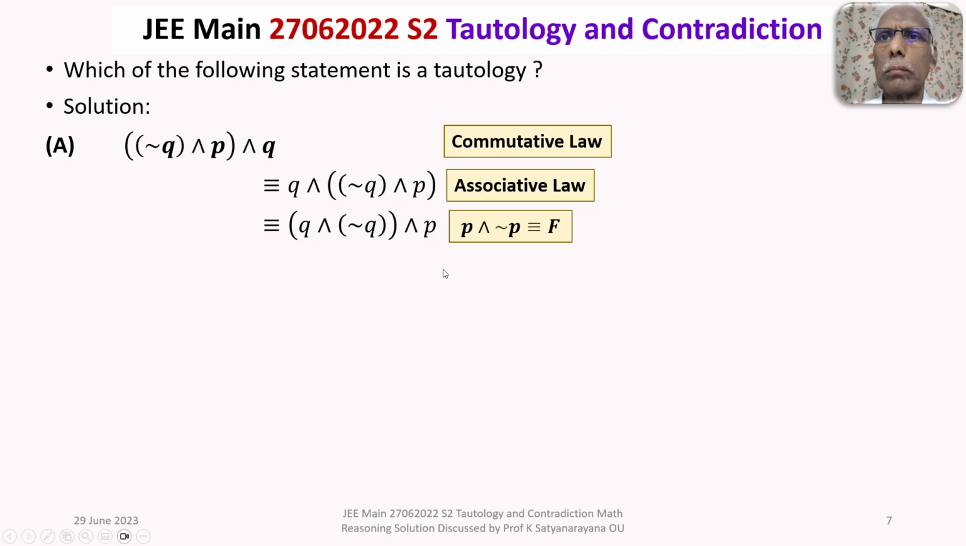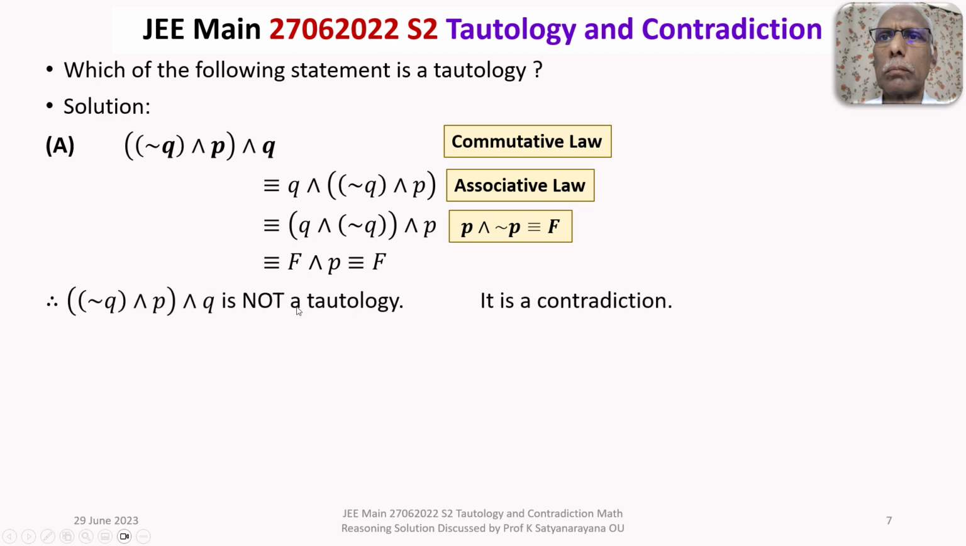So this is equivalent to F and P. And F and P, for all truth values of P, will be F. It will be false. That means for all truth values of P and Q, the given statement is false. That means it is a contradiction. That means the given statement is not a tautology. On the other hand, it is a contradiction. We move to option B.